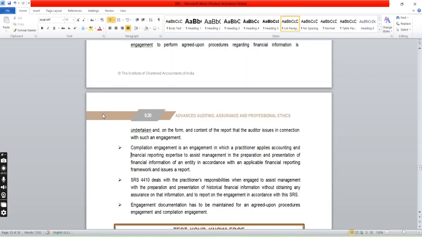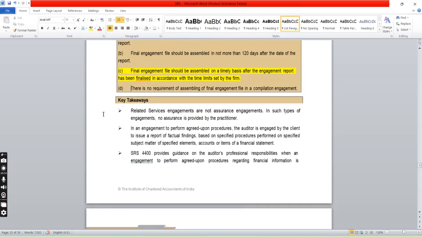Now we will read all of this and then we will read the questions also. So what are the key takeaways of this chapter? Related service engagements are not assurance engagements. In such a type of engagement, no assurance is provided by the practitioner.